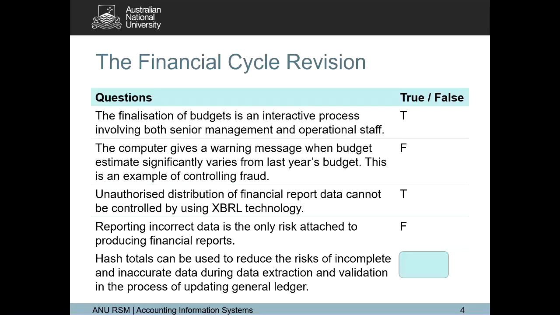A hash total is when you use a meaningless number. It could be your uni ID. It could be an invoice number. We're not really looking at the amount, we're just looking at the sequence. It could be in intervals of 10 or intervals of 50. So we want to see that all the numbers are in. Simply like that, hash total. Is it true or false?